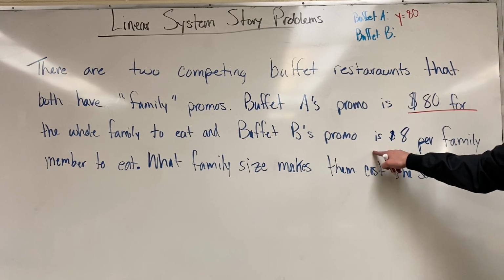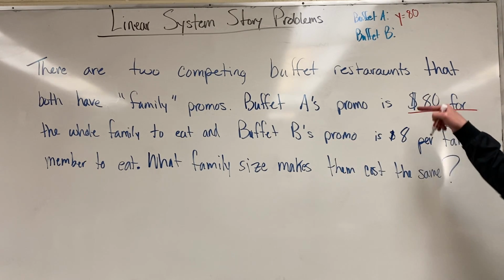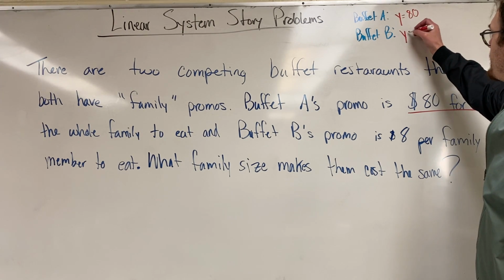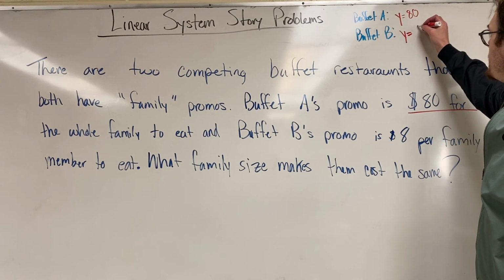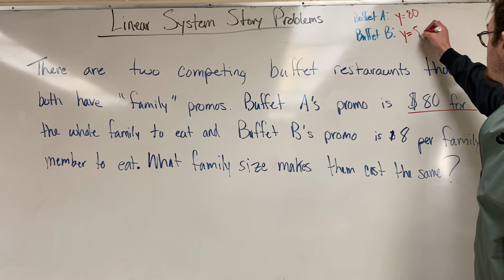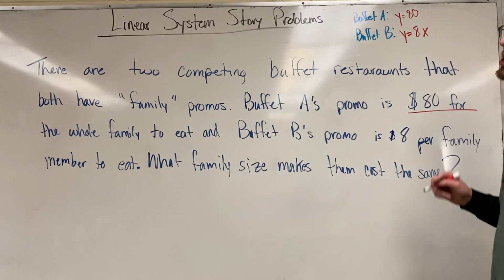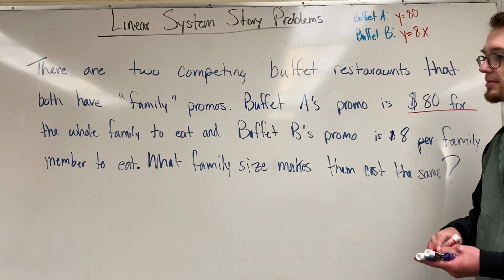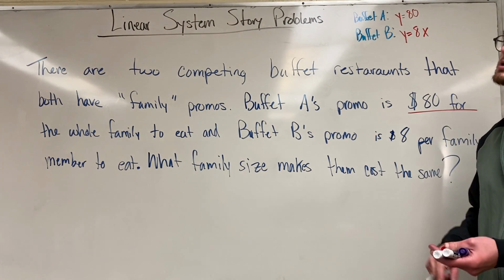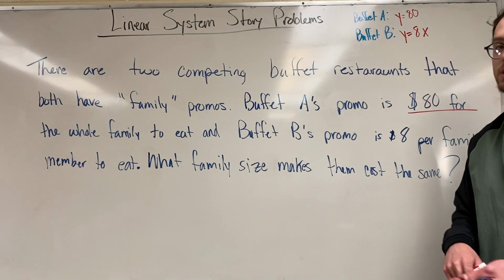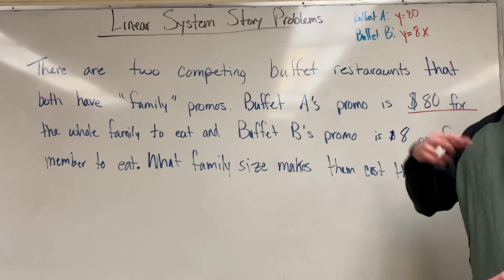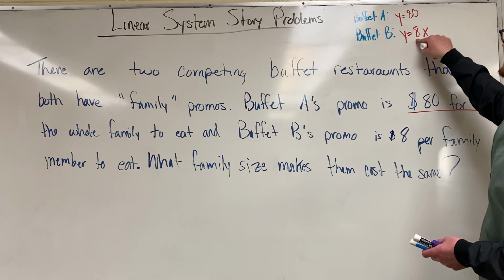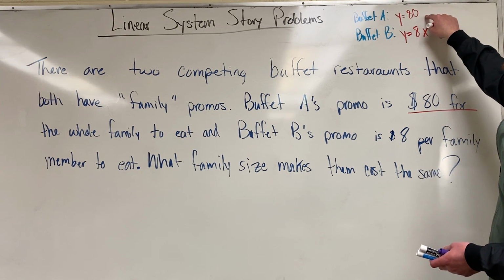Buffet B's promo is $8 per family member to eat. So Buffet B is not a flat fee. Buffet B is $8 per person. So this one is like one family member $8, two family members $16, three family members $24, four family members $32, 40, 48. You keep adding on. So for every person, it's $8 more. This one's just a flat fee.